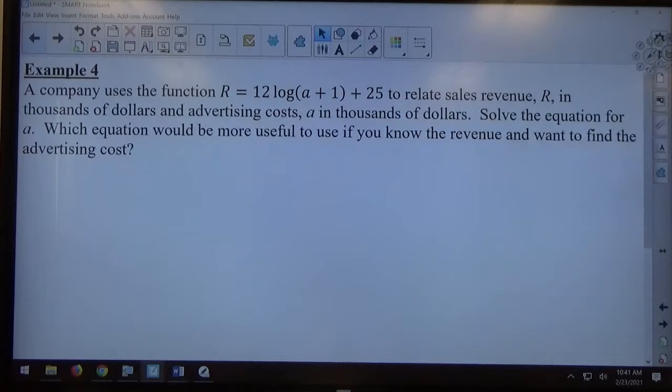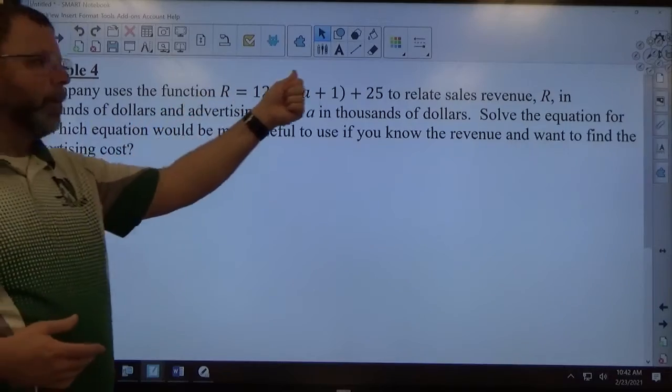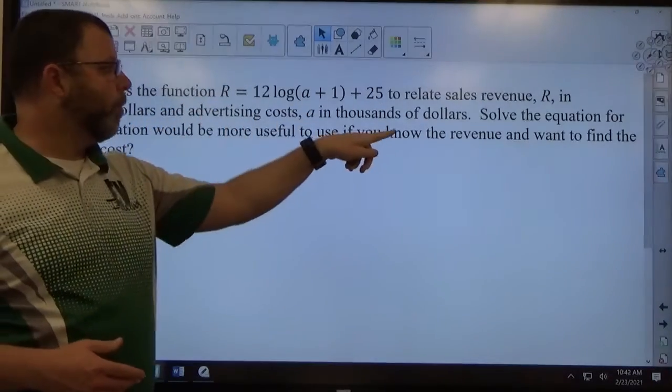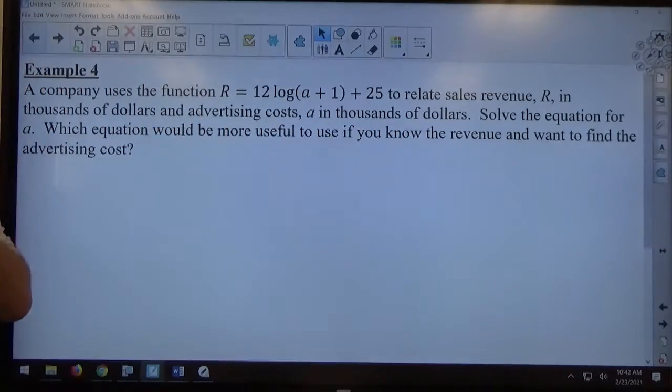Example 4 says a company uses the function r equals 12 log of a plus 1 plus 25 to relate sales revenue r in thousands of dollars and advertising costs a in thousands of dollars. Solve the equation for a. Which equation will be more useful to use if you know the revenue and want to find the advertising cost? Currently the equation says r equals everything else. When it says solve the equation for a, they want you to say a equals everything else.